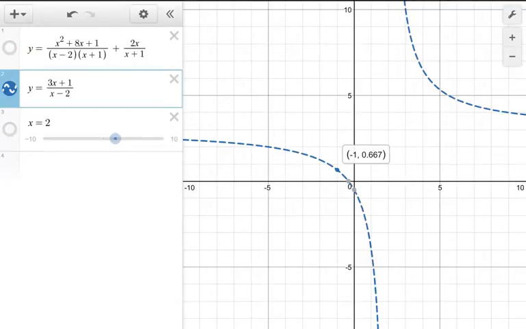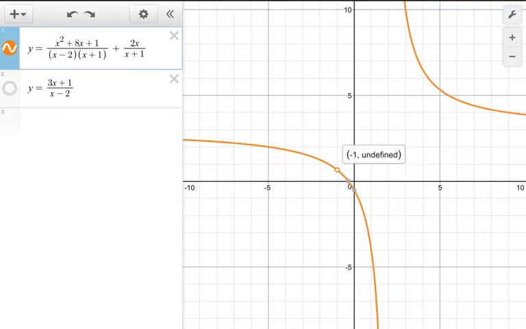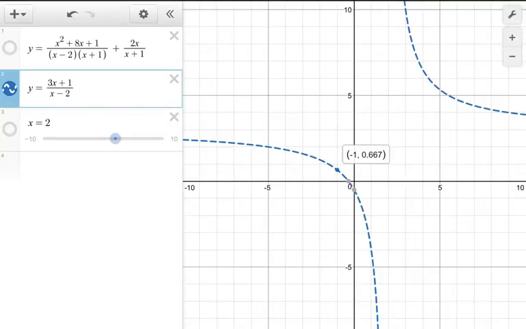Looking at the blue, the simplified expression in function form, when x equals negative 1, y equals 2/3. So that's saying that for x equals negative 1, those two expressions do not have the same value. The original one is undefined and the simplified one is 2/3. We do see, though, that this simplified expression is still undefined when x equals 2, which makes sense because x minus 2 is in the denominator.